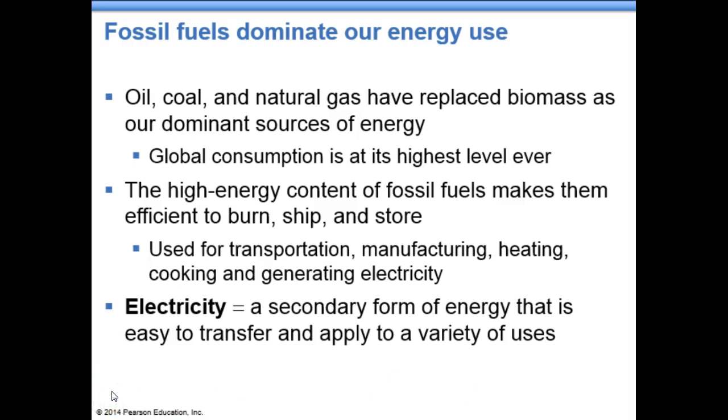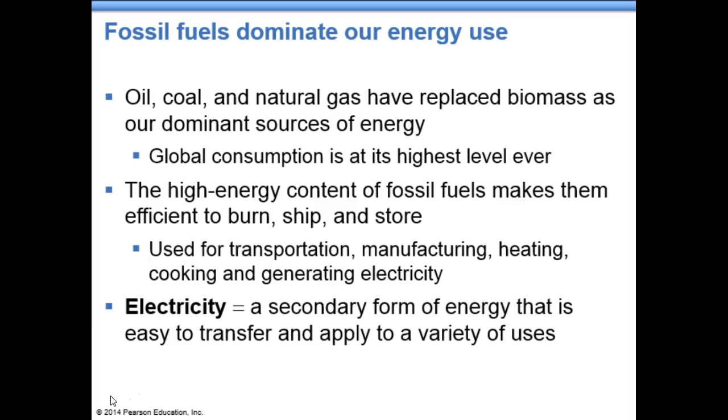What this means is fossil fuels dominate our energy use. So the global consumption of our fossil fuels is now at its highest level ever, and the population is at its highest level ever as well. The high energy content of fossil fuels makes them very efficient to burn. It also makes them easy to ship and to store. And we use these fuels, as we've already said, for transportation, manufacturing, heating, cooking, and to generate electricity.